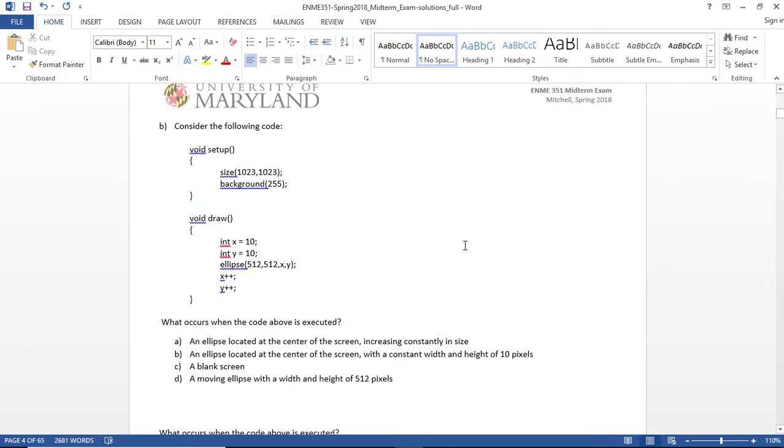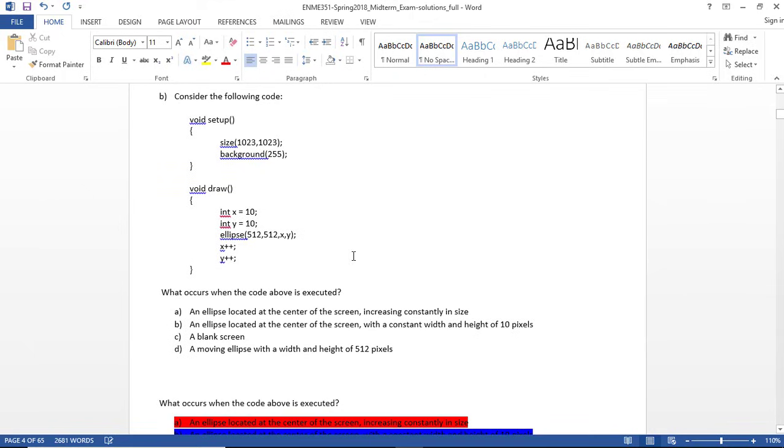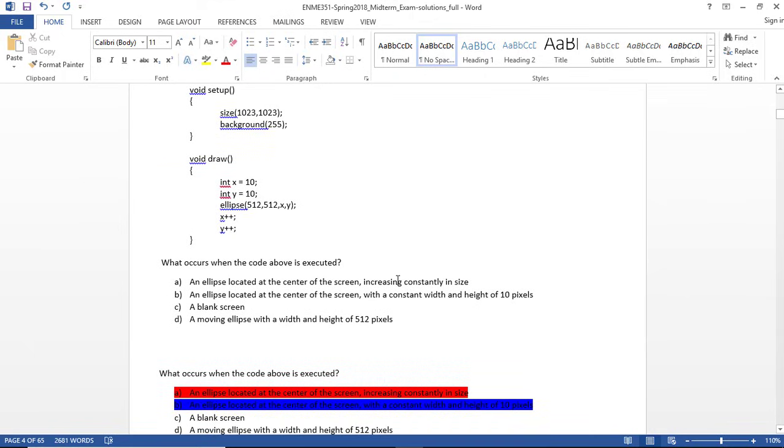So in version 1, we have a declaration of integer x and y equal to 10, we plot an ellipse, and then we increment x and y by 1. However, in the draw loop, we reinitialize x and y to 10 each time, right? So as a result, this ellipse will stay in the center of the screen, and it'll have a constant width, in this case, a semi-major and semi-minor axis of the ellipse of 10.